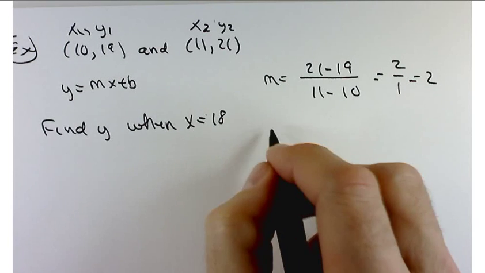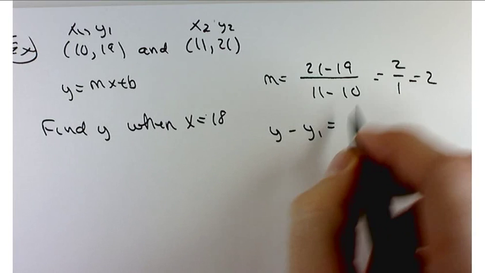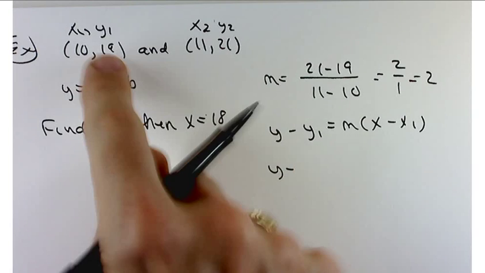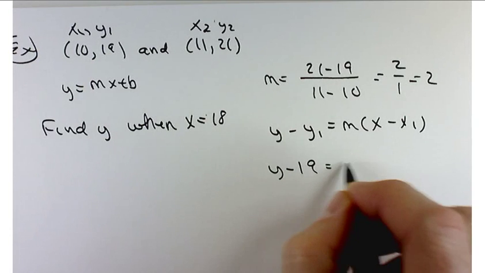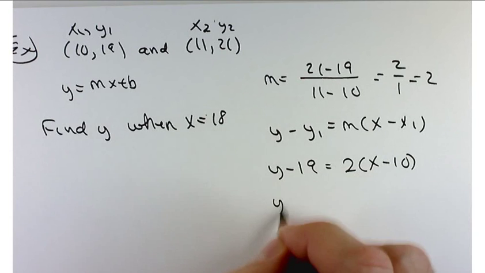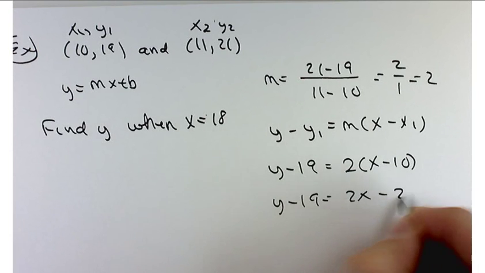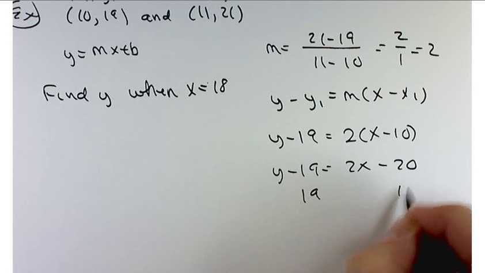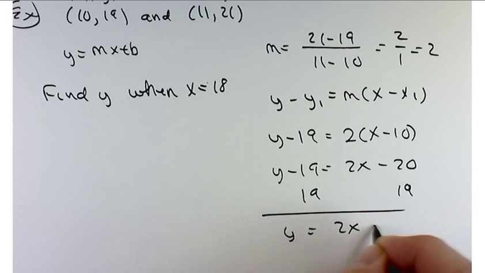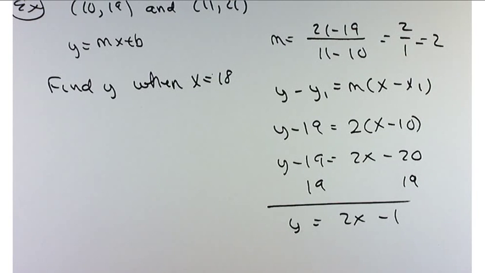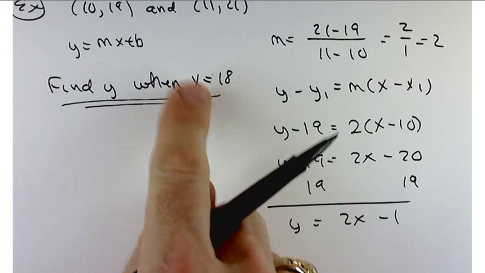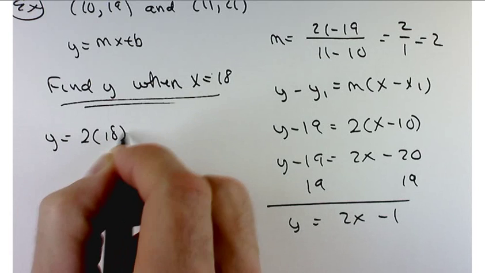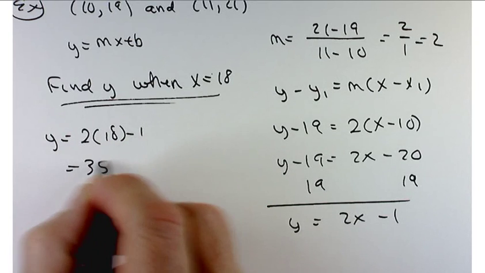So I'm going to fill in the point slope form of the equation of a line. Y minus 19 equals 2 times x minus 10. If you distribute the 2 and then add 19, I get the equation y equals 2x minus 1. Yay. Now there's one last part here, and it was find y when x is 18. So 2 times 18 minus 1 is 36 minus 1, which is 35.